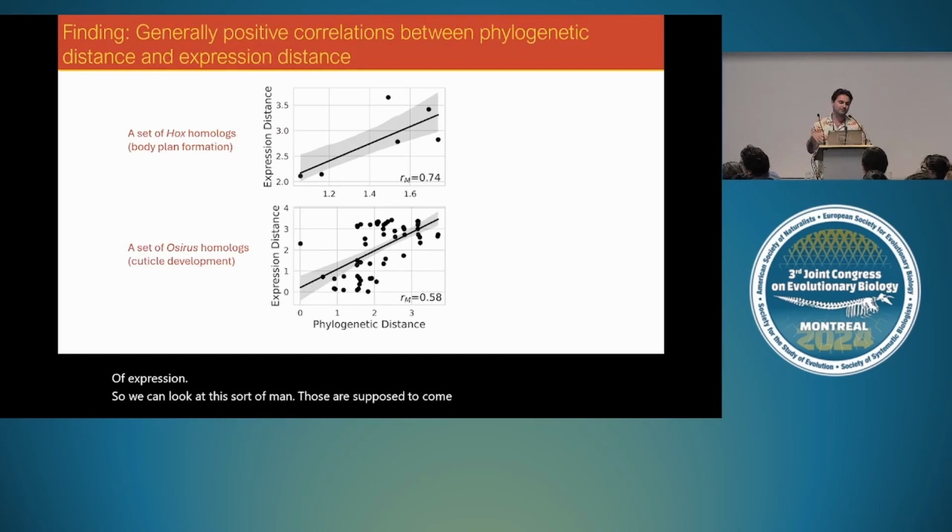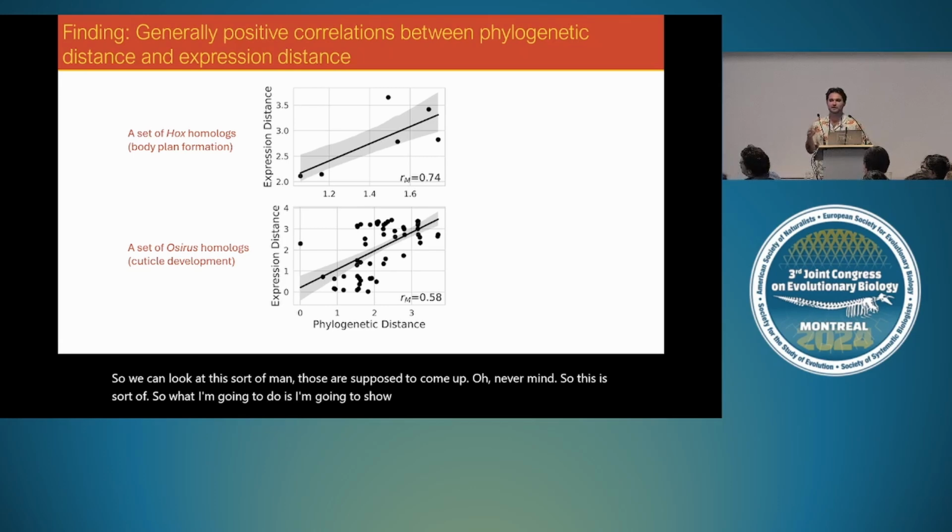Oh, never mind. So what I'm going to do is show you a few examples. I have about 1,000 or so sets of homologous genes. I'll show you some examples we pulled out, and then we'll look at that distribution across all of the sets. Generally, the top one here is a set of relatively conserved Hox homologs.